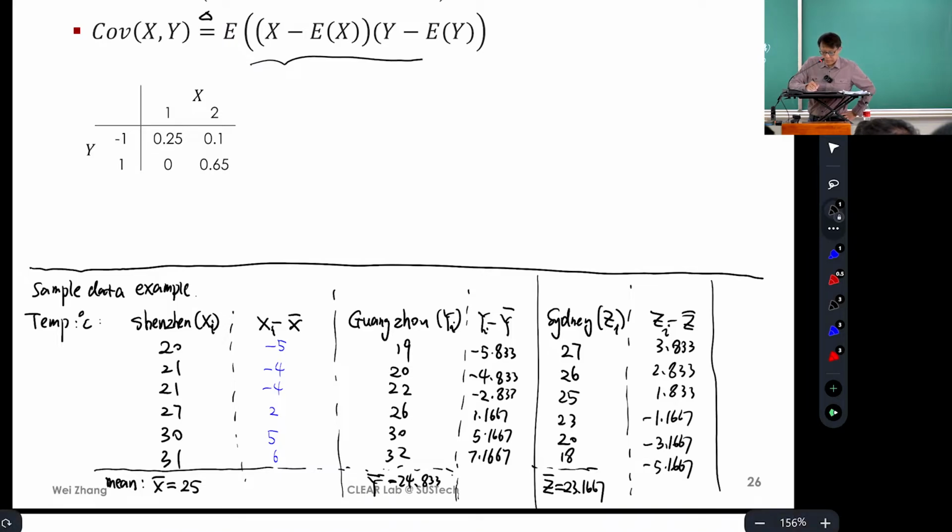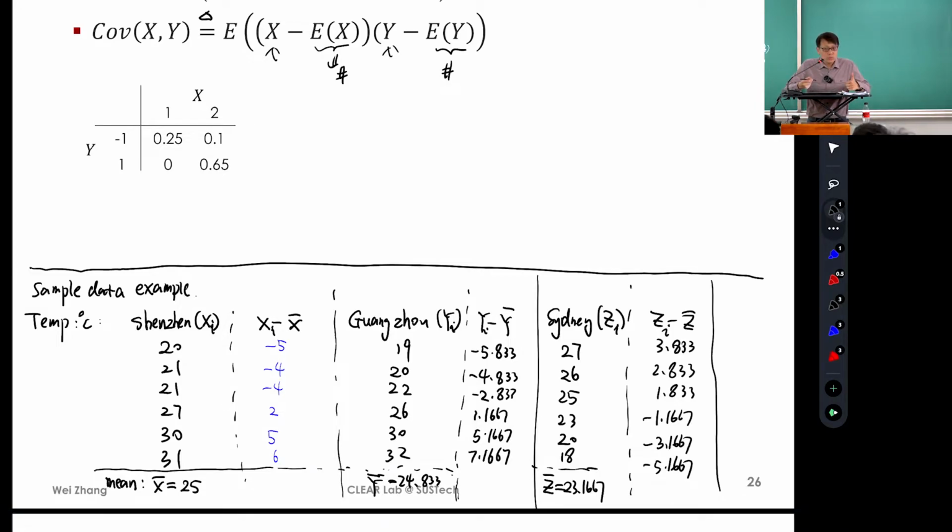What this is doing, expectation of x minus the expectation of x, times y minus expectation of y. This guy is a number, a deterministic number, right? This guy is another deterministic number. You can think about them as 2 or 3, whatever. So basically the randomness comes from where? This guy and this guy.